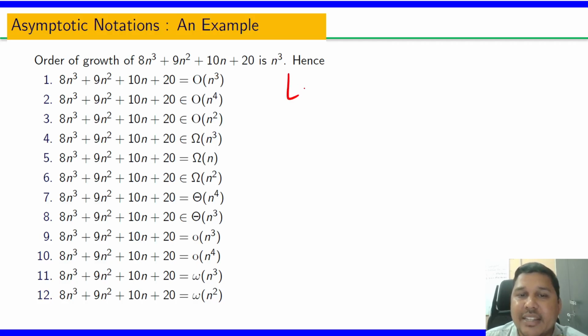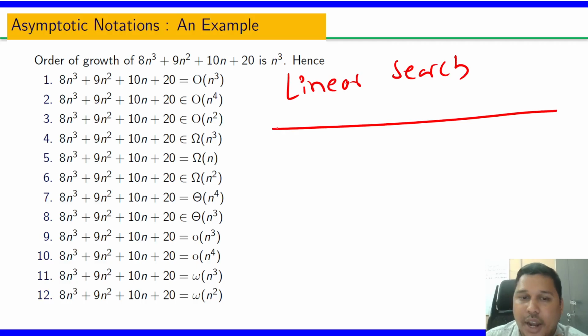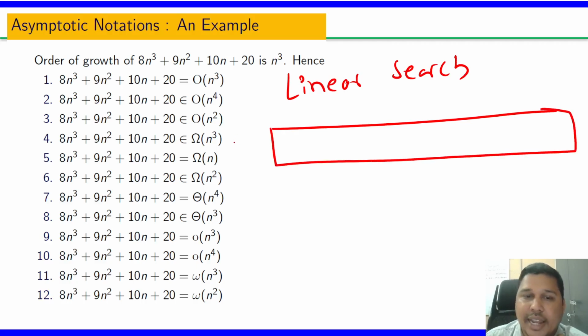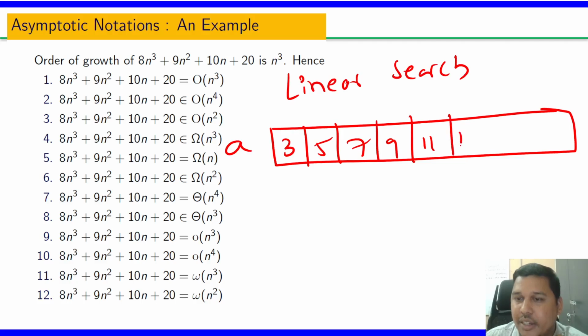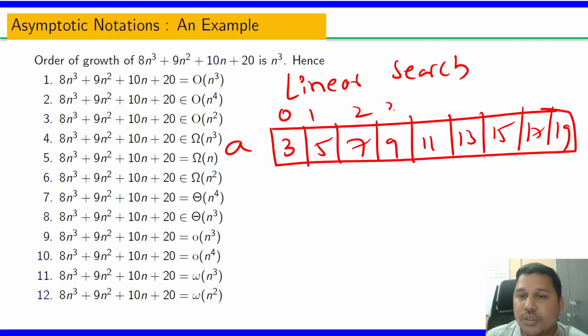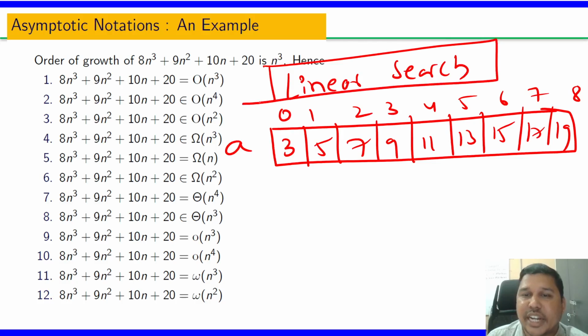See, linear search is a technique. You have an algorithm here. You have an array A with some elements 3, 5, 7, 9, 11, 13, 15, 17, and 19, indexing from 0, 1, 2, 3, 4, 5, 6, 7, 8. So what is linear search? Linear search is a searching technique. Given array elements and given a key, find out whether this key element is there in the array or not. That is the linear search problem.